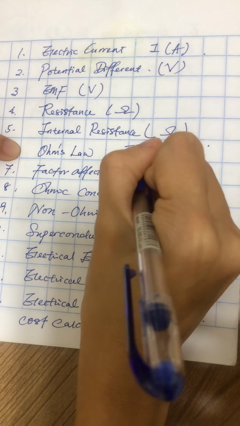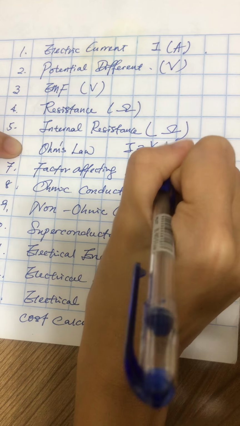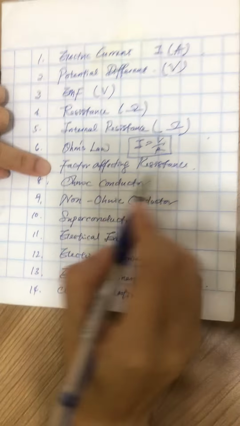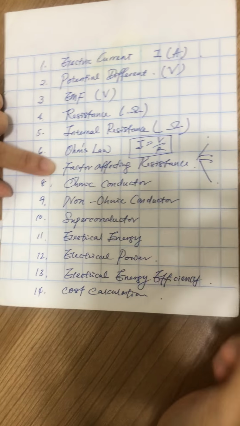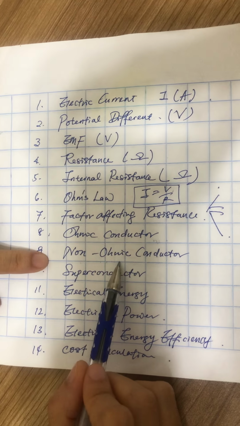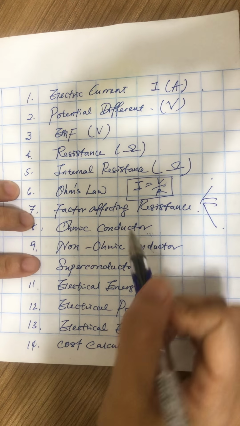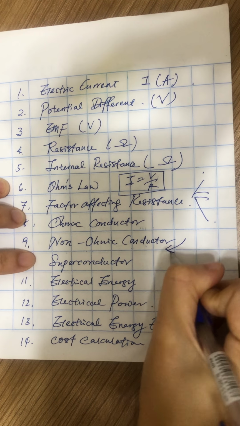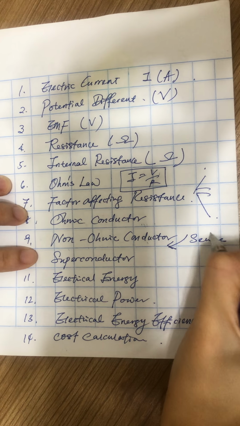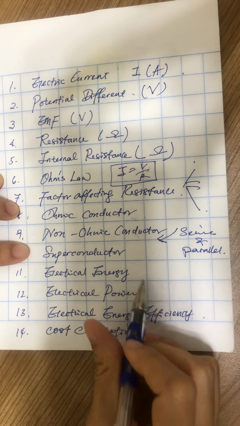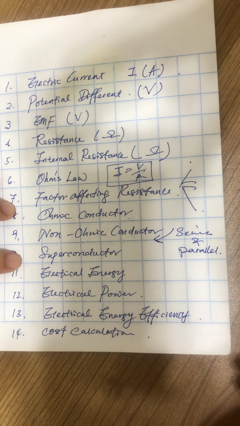Okay, Ohm's law. This is Ohm's law. Current is directly proportional to potential difference. Four factors affecting resistance, we have four. Ohmic conductor is a conductor that obeys Ohm's law. Non-ohmic conductor is a conductor that does not obey Ohm's law. Okay, I forgot. We have series and parallel here. For this one, I want you to only draw the circuit and then do simple calculation.